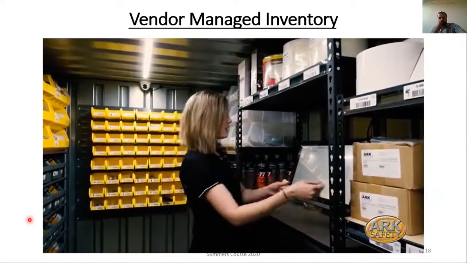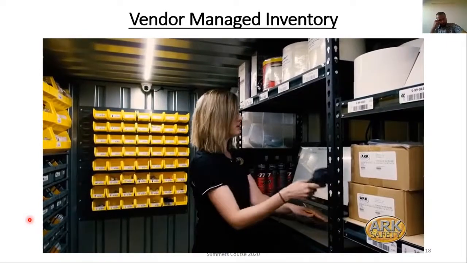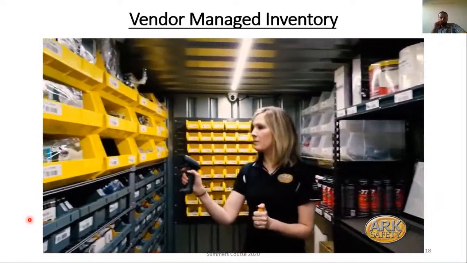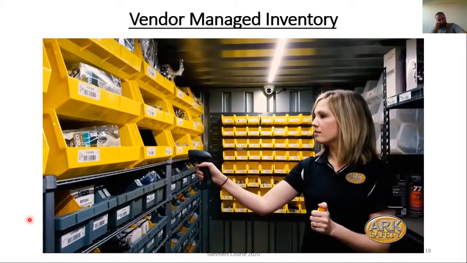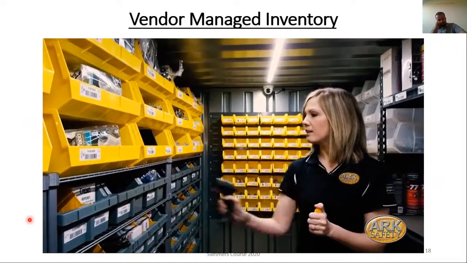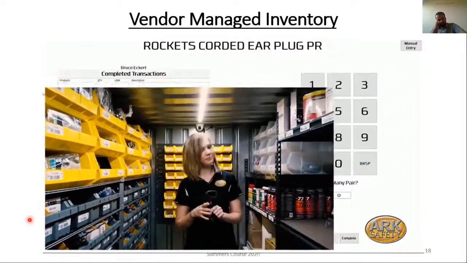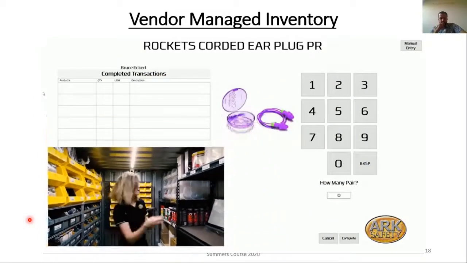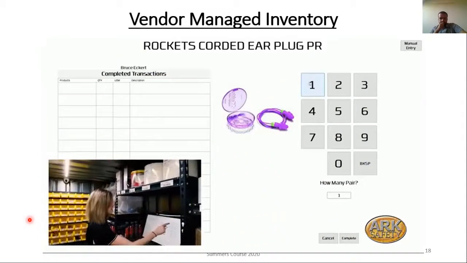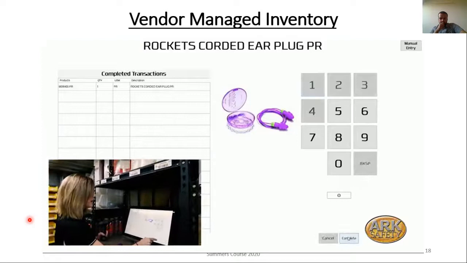So the first thing that we're going to do is scan a product. We just pick up the barcode scanner. We'll scan some of these earplugs. How many? Take pairs? One pair. So I just come back up to the screen, hit 1, and hit complete.